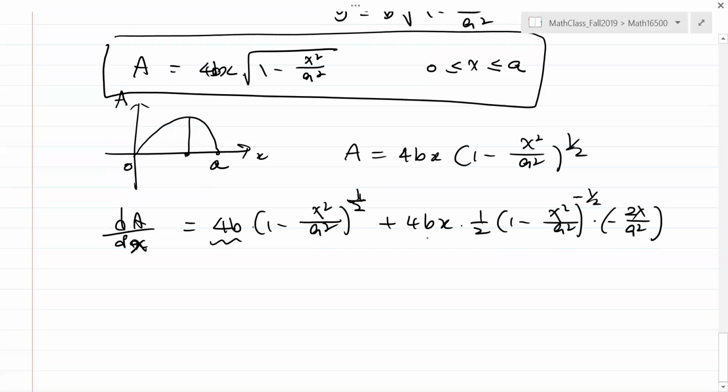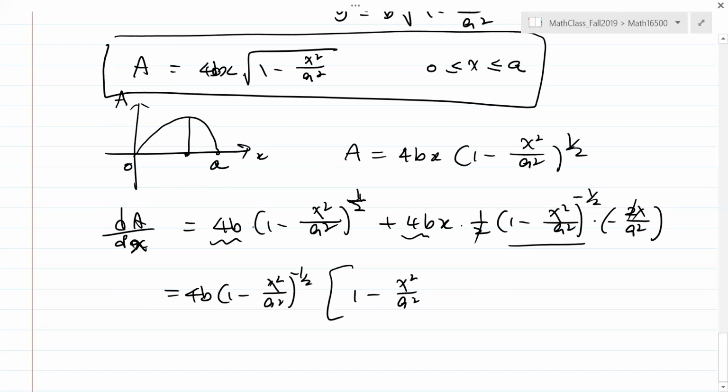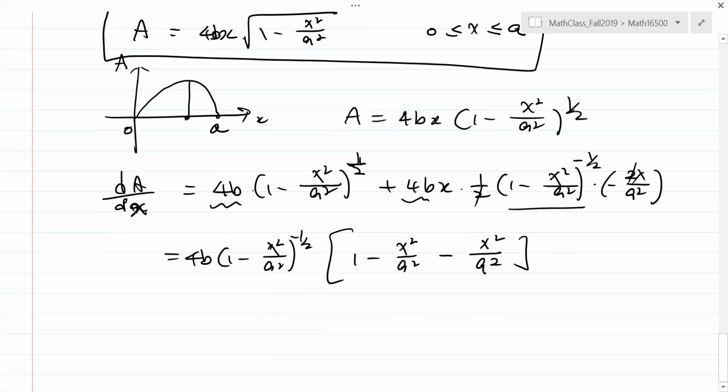Take the common factor out. Okay, this 2 cancels out. And maybe you also take this part out. So you get 4b times 1 minus x squared over a squared to the negative 1/2, times this will be just x squared over a squared. Okay, and the x 4b is gone, so it's negative. I think it's negative x squared over a squared. Yeah, so that's it. So don't worry about the first part, the second part is going to be 0. 1 minus 2x squared over a squared equals 0, right?